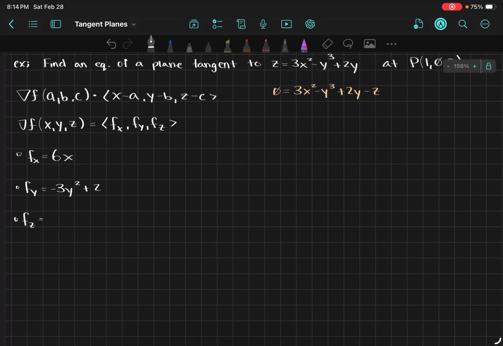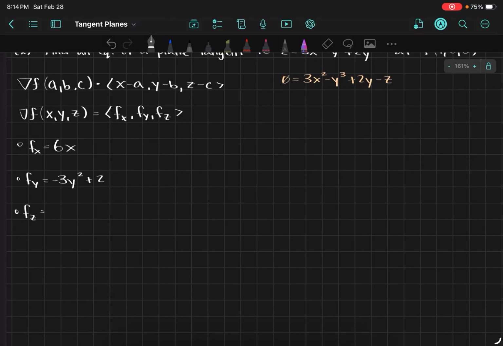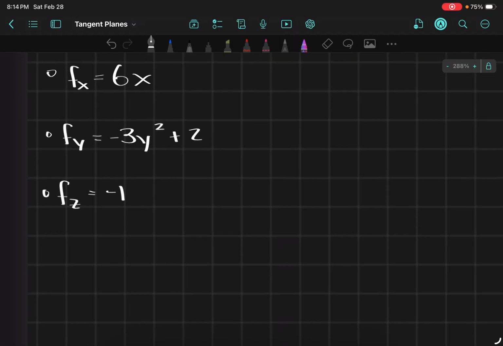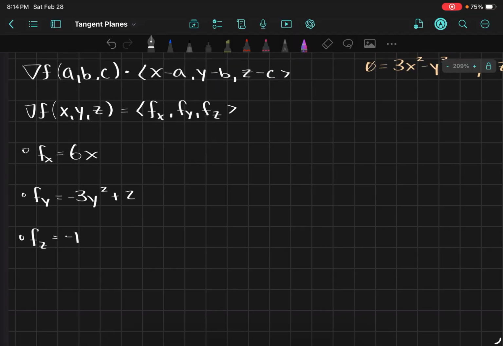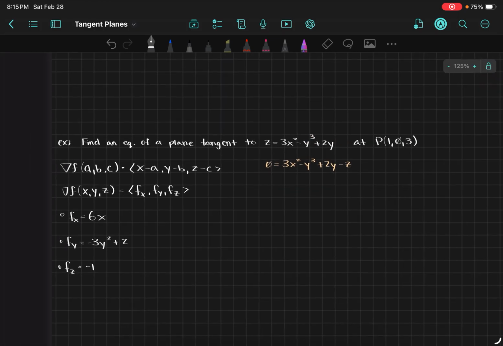We only have one in here, so our x and our y are held constant. We just have negative z. What's the partial derivative, the Calculus 1 derivative, of our z with respect to z? It's just going to be negative 1. So now we have our gradient, but we're going to go ahead and plug in our point here as stated with our formula for our tangent plane.